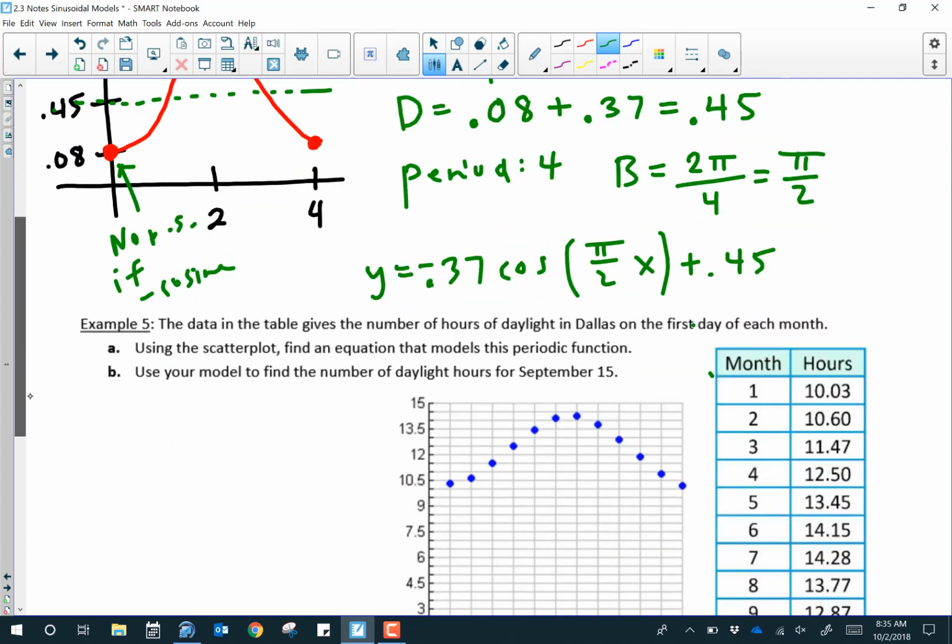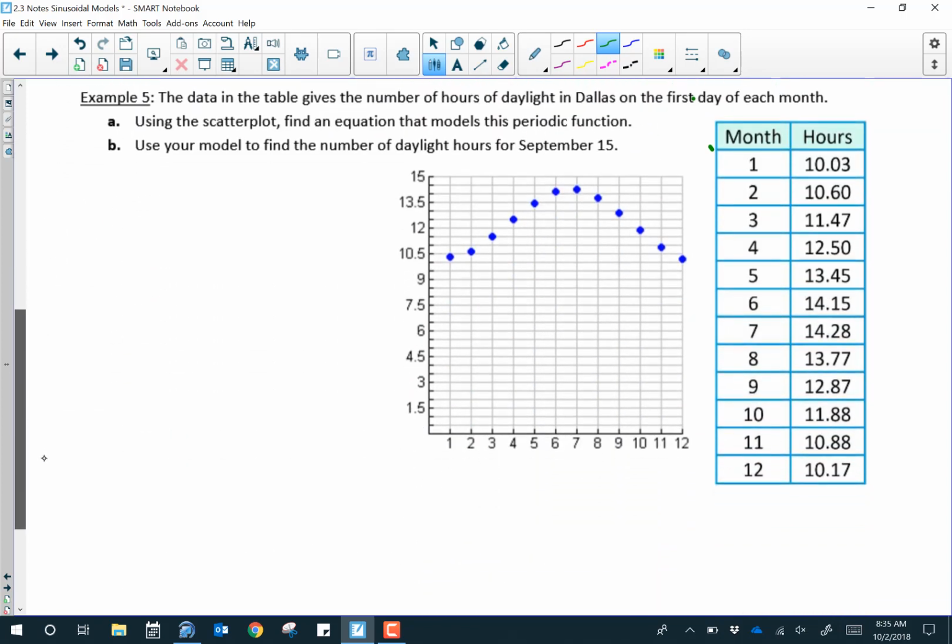All right, last example, example 5. So I just mentioned the number of daylight hours, right? Without looking at this, just in your experience, when do you have the maximum hours of sunlight in the day? Summer. In the summer, right? You have really long days. And then, of course, the shortest days would be in the winter. It gets dark really early and things like that.